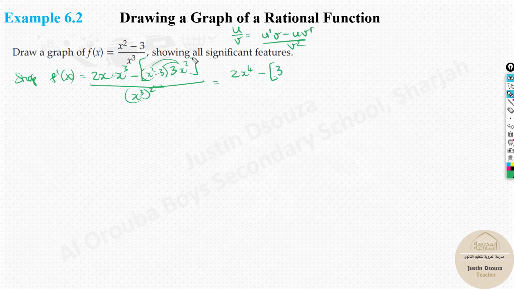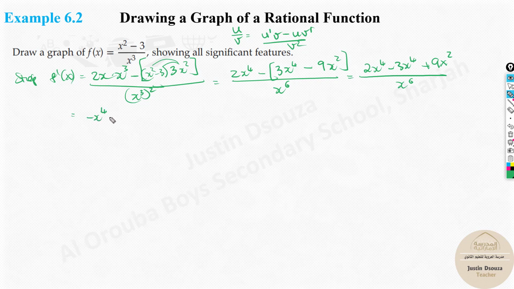3 times x square, and x square becomes x to the power 4, minus 3 times 3 is 9x square, divided by x cube times x cube, which is x to the power 6. Now we will get 2x to the power 4 minus 3x to the power 4, and minus times minus becomes plus 9x squared, divided by x to the power 6. I'll just continue it over here down. You can solve this. 2x to the power 4 minus 3x to the power 4 is negative x to the power 4 plus 9x squared divided by x to the power 6. This is the simplified version, but you can still simplify further.